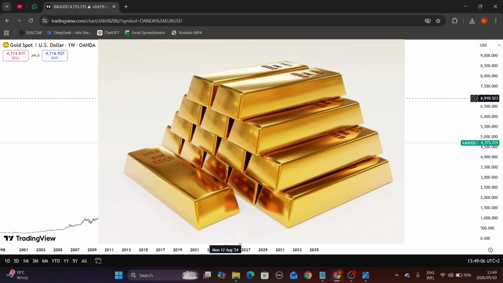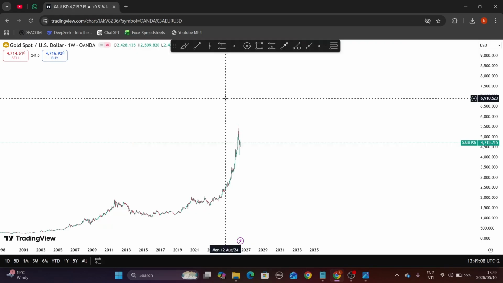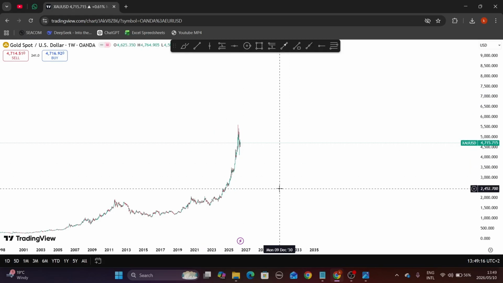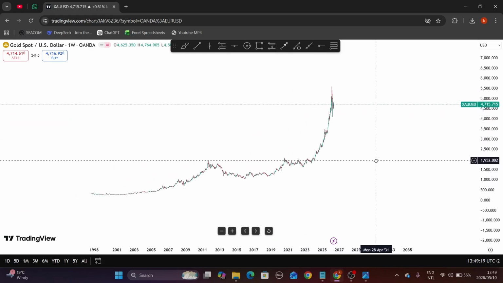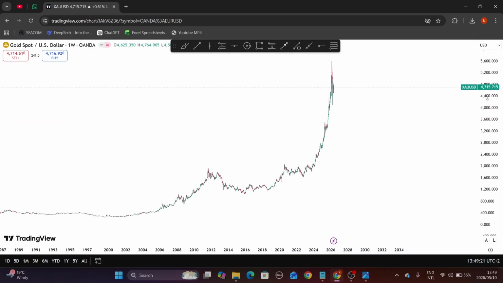Today we're going to be looking at gold. I'm going to be showing you guys how to trade gold, how to analyze it, and what are some of the mistakes that you should be avoiding when you are trading gold. Always, we're going to be starting on the weekly chart. From the weekly chart, it's always beautiful.